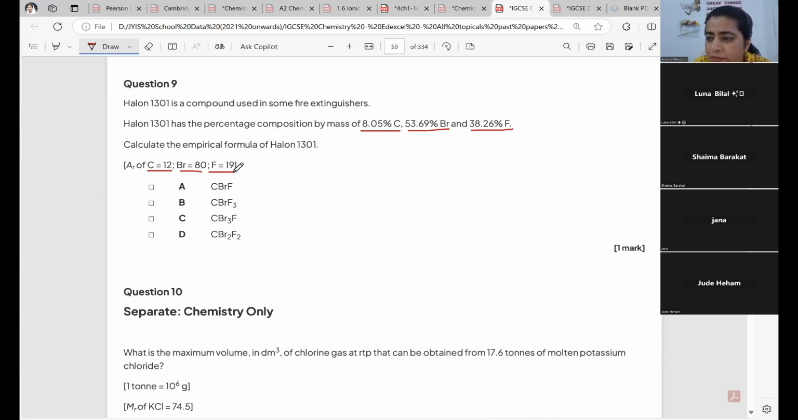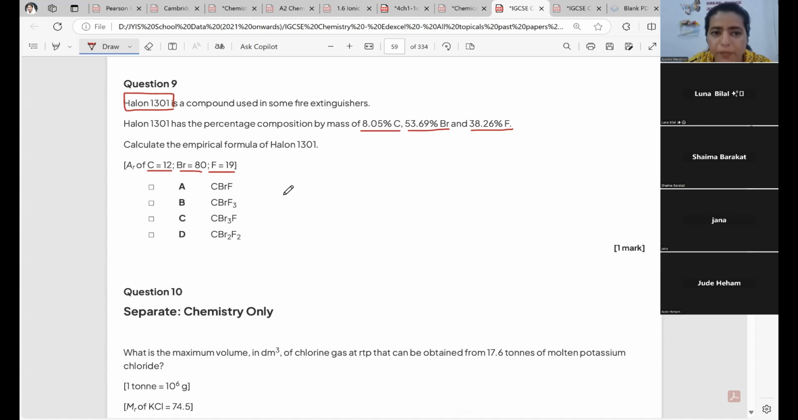What is the 1301? It's the name of a compound. Halon 1301, just a name of the compound, which is used in fire extinguishers. So we are not concerned with 1301. Ignore it. Just use these percentages and these AR values to get the empirical formula of this compound.